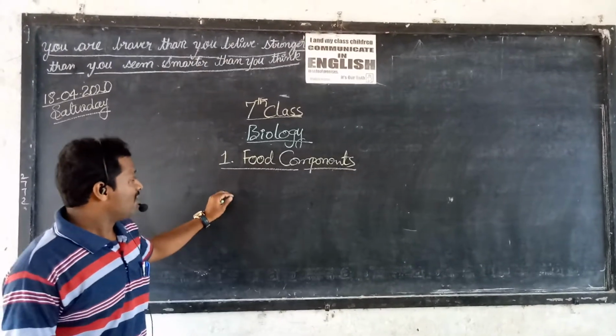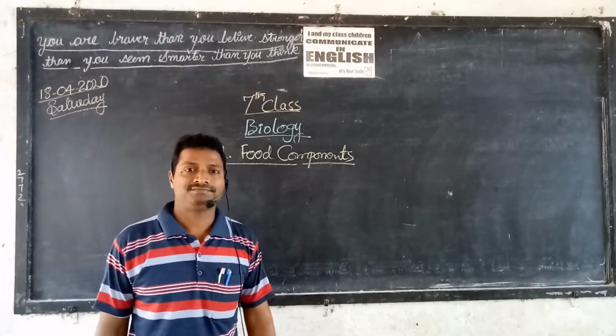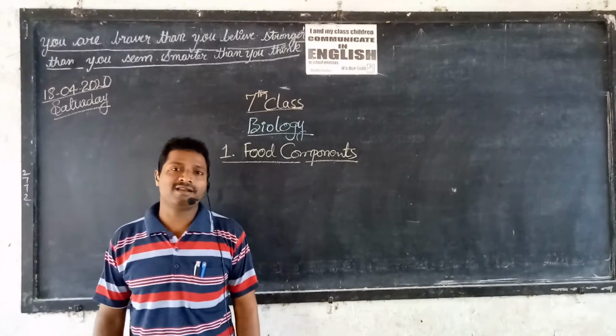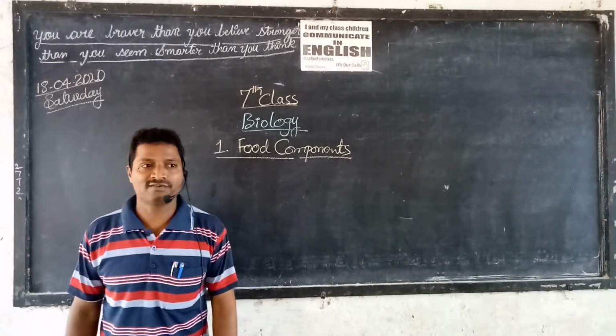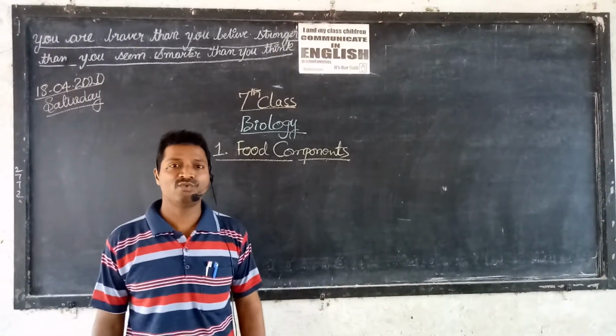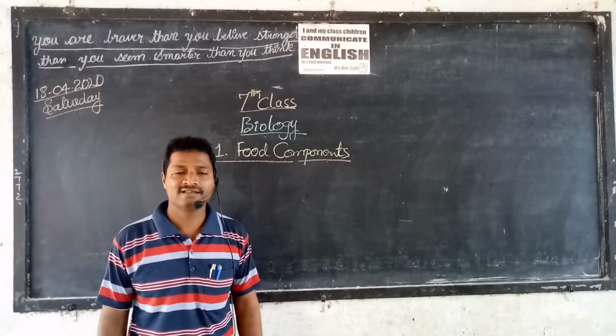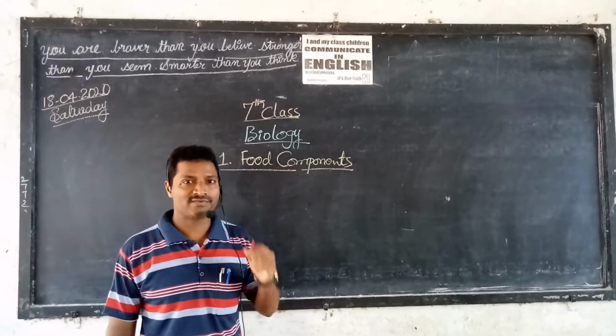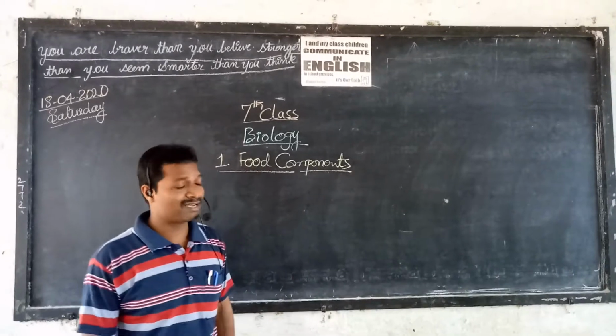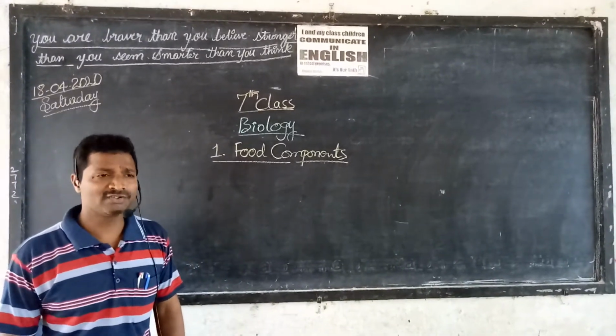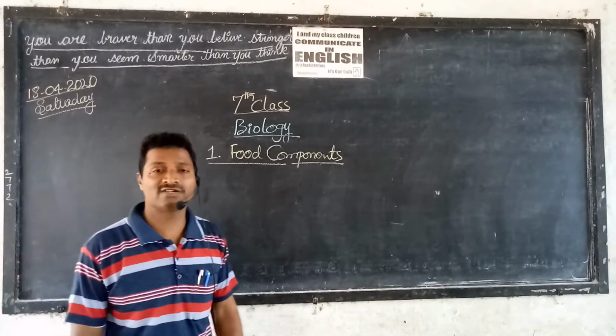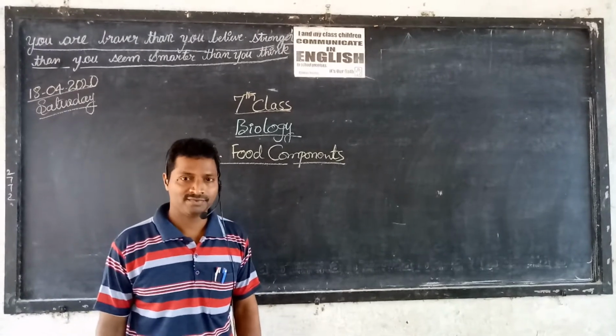Okay, why do we take food? First of all, in our daily life we are doing different activities or works. To do all these works, we need energy. How do we get energy? From food items. To obtain energy from food items, we have to take food. All living things need food, otherwise they can't survive.